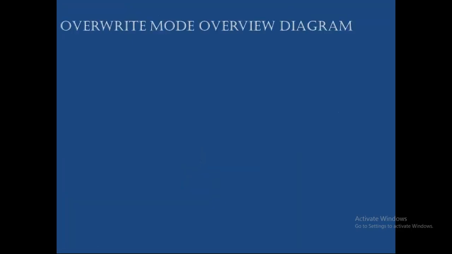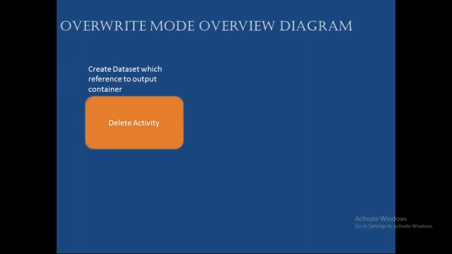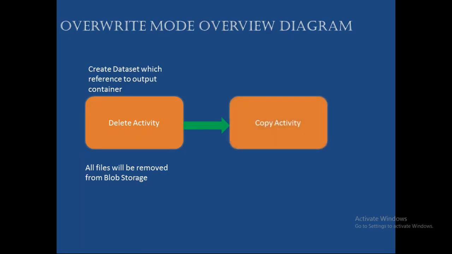Now you see the overwrite mode overview diagram. Okay. So you see, first I'm going to use the delete activity, which will create a reference point to your output container inside blob storage. I will create a data set which references the output container. Then what is the result of this delete activity? All files will be removed from the blob storage container. Once it is removed successfully, a green mark means we know it's a success. So if it has successfully deleted all the files, then I will start my copy activity.